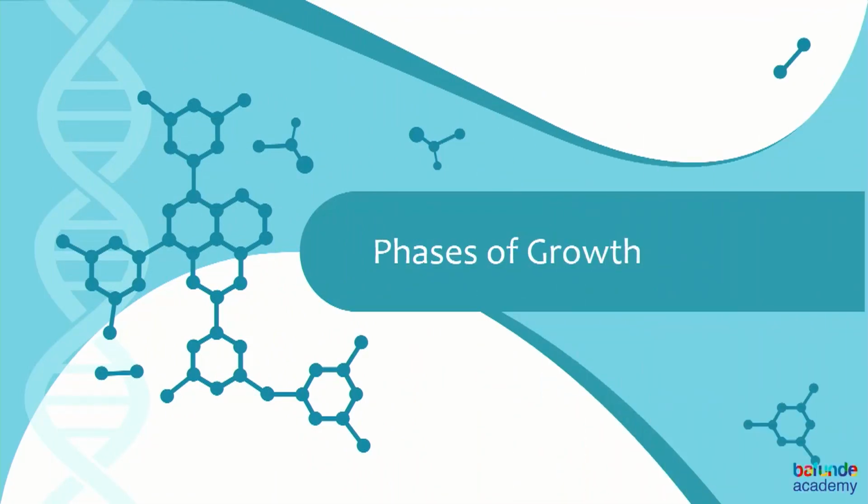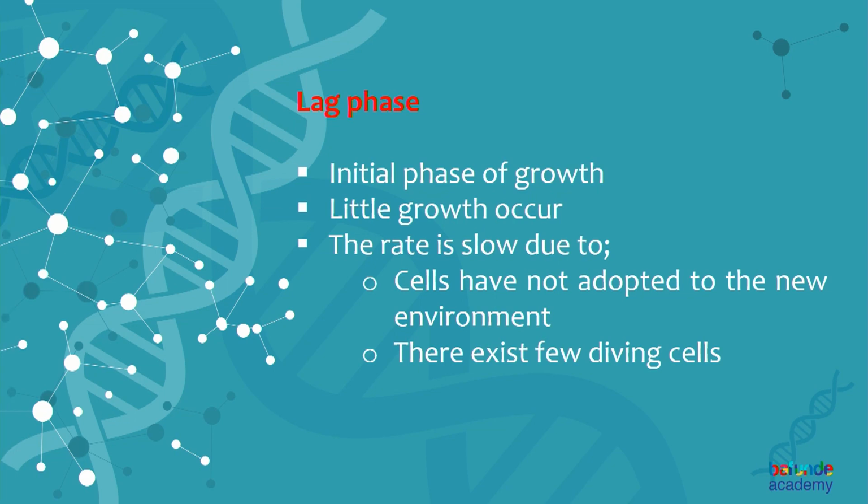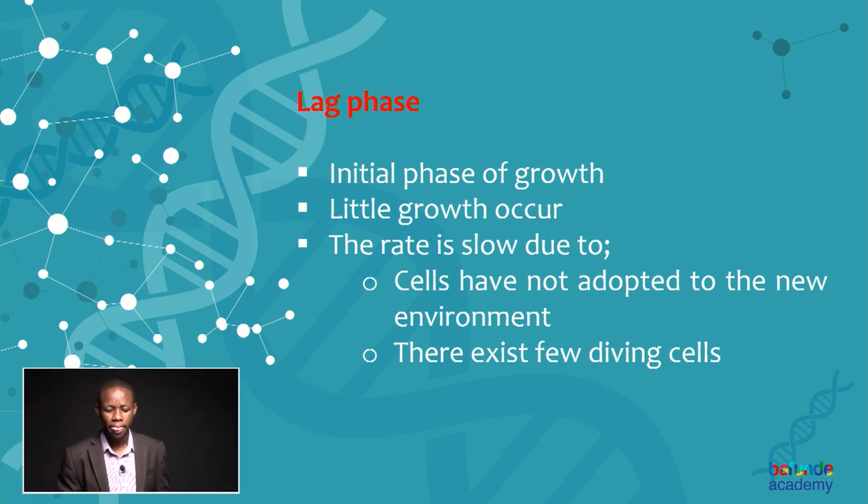So, let's start with our first stage, which is lag phase. Lag phase, as I've mentioned, is the first stage of growth. There's little growth, so the curve is a little bit slow, and the rate of growth is slow due to the following reasons. Number 1, we have very few dividing cells. Number 2, the cells have not yet adapted to the new environment. So when you see I've written adopted, that is incorrect. The word is adapted.